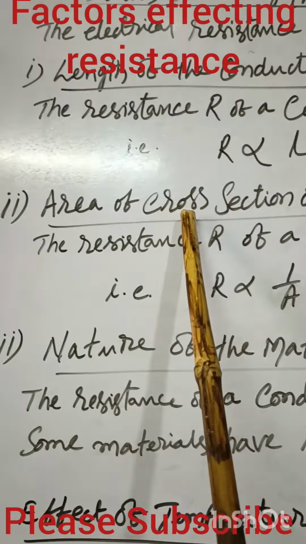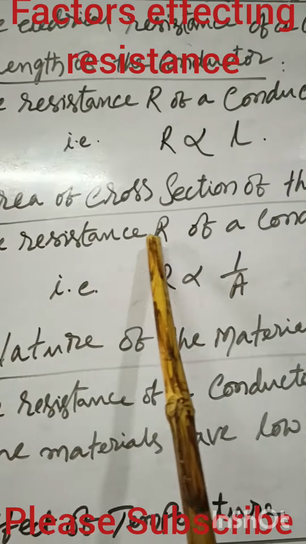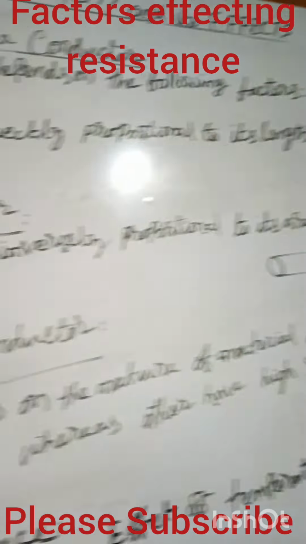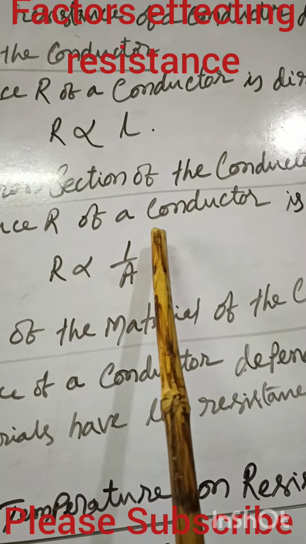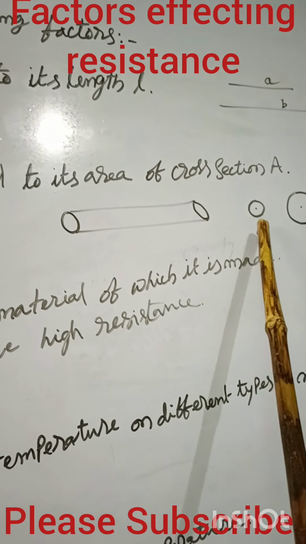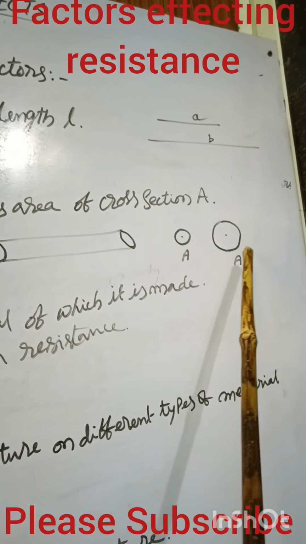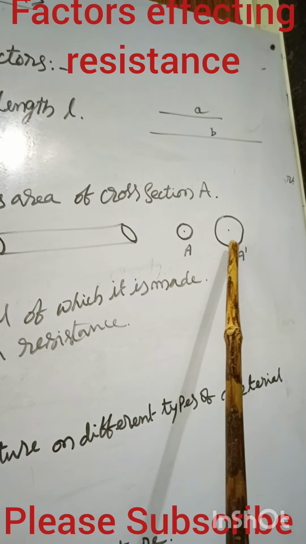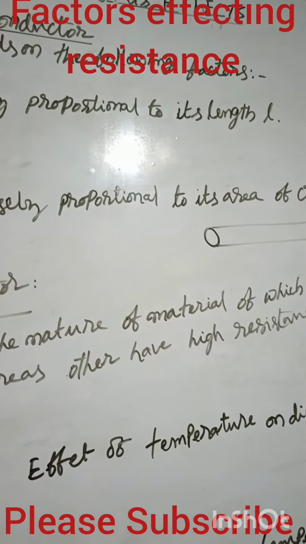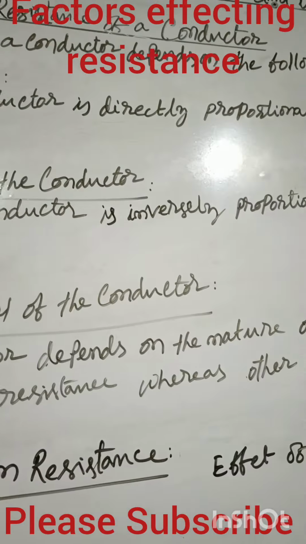And second, area of cross section of the conductor. The resistance R of a conductor is inversely proportional to its area of cross section A. That is R proportional to 1 by A. Here it is shown two different cross sections. Here is a small cross sectional conductor, and here is a bigger cross sectional conductor. So as per this, if the diameter is increased, then resistance is reduced by that.